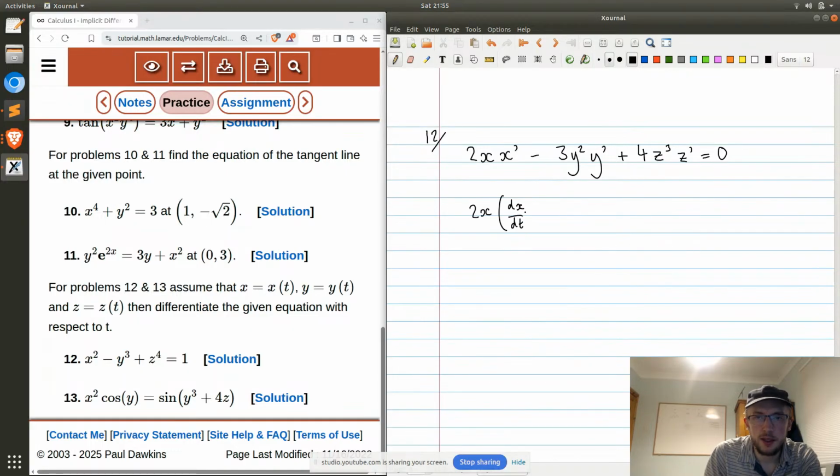dx by dt minus 3y squared dy by dt plus 4z cubed dz by dt equals 0, something like that.